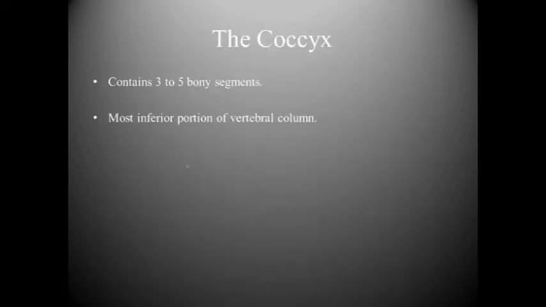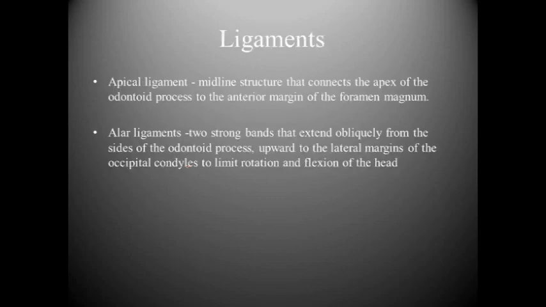That brings us to the coccyx. The coccyx contains 3 to 5 bony segments and is the most inferior portion of the vertebral column. So that brings us to ligaments. We have several ligaments that actually run through the spine, and they're very important.